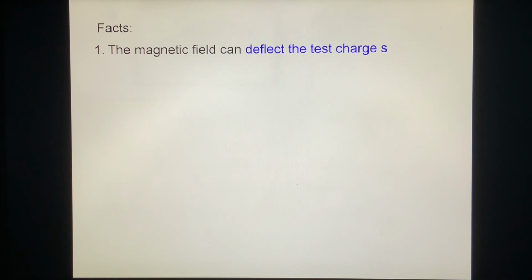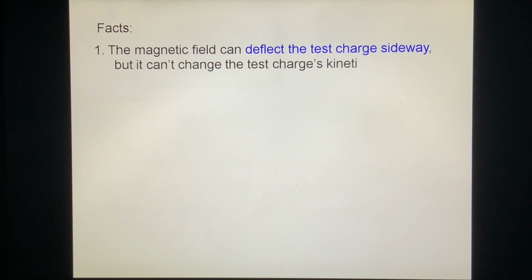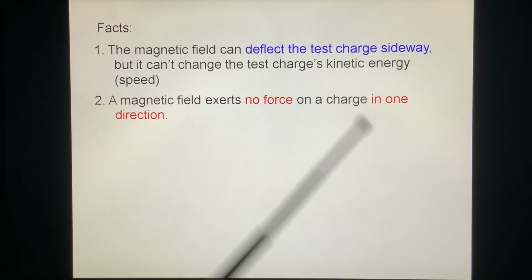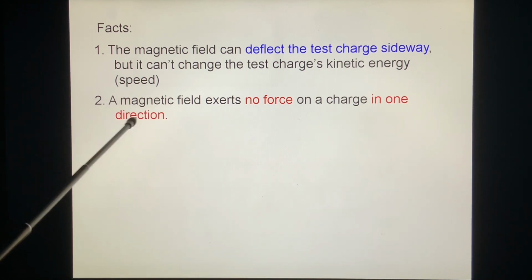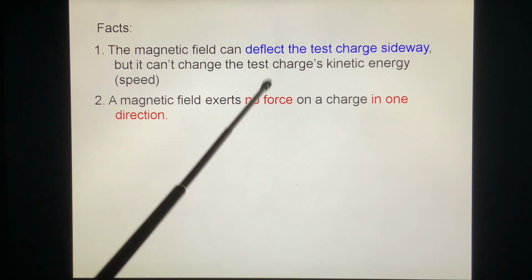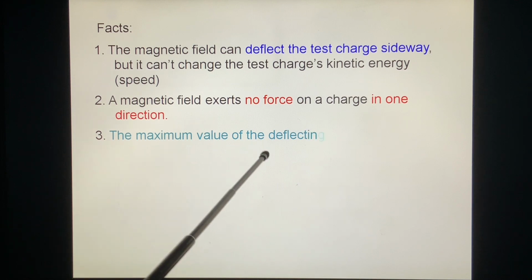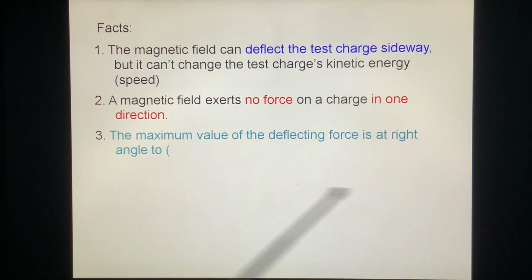The first fact is, the magnetic field can deflect the test charge sideways, but it cannot change the test charge's kinetic energy, the speed. Second fact is, a magnetic field exerts no force on the charge in one direction, only in one direction. In the other directions, it does have a force. Third, the maximum value of the deflection force is at right angle to this no-force direction.